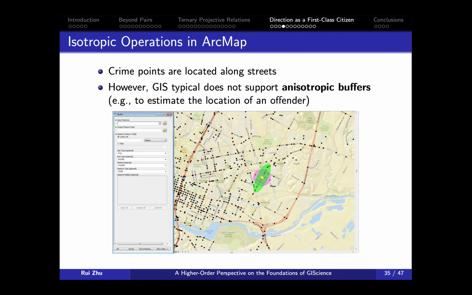Even though directional effect, or anisotropicity here, plays an important role in many geospatial applications, typical GIS does not provide many options for us to deal with that. For example, to estimate the location of an offender in a crime, we would like to draw an anisotropic buffer with the long axis along streets, like the green buffer shown here. But the GIS typically only provides an isotropic buffering operation, like this pink buffer.